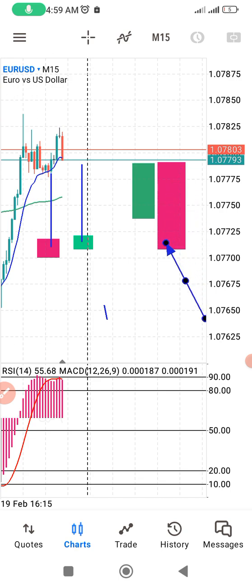I want us to know how to identify these candles. Once you get this, it's a perfect entry. So we are trying to see how to filter our entry and get a high probability trade.